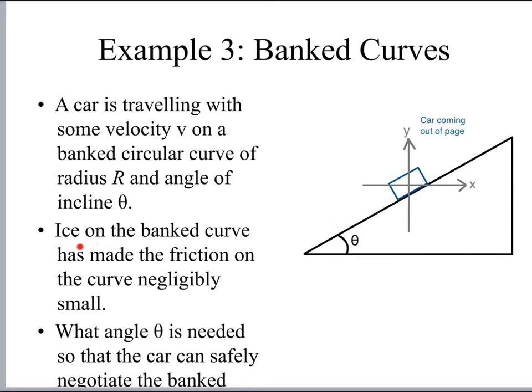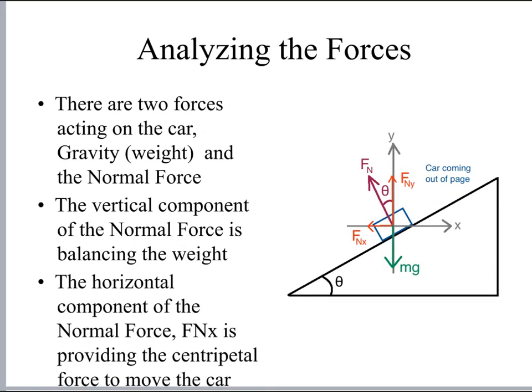Now, you could have a situation where ice, for example, on the banked curve may make the friction negligibly small. And so the question can be, what angle do you need so that the car can safely navigate or negotiate the banked curve? So let's look at our picture here with our force diagram. Now, again, in the problem, there's no friction. We're assuming that there's not even any friction on this road.